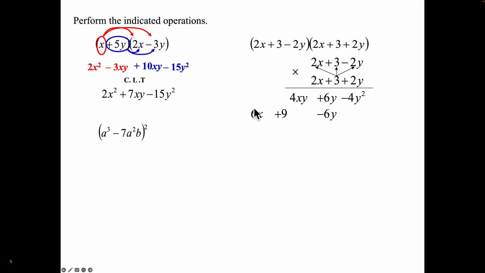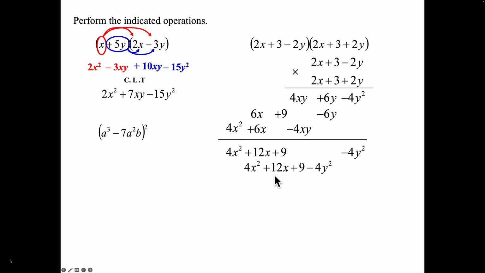3 times 2x, 6x, no column, make a new one. 2x times minus 4y, we have a 4xy, line it up underneath there. 2x times 3, that's going to be a plus 6x, put it there. 2x times 2x is 4x squared. Line them all up, start adding them. 4x squared, we got plus 12x plus 9. Opposites cancel, minus 4y squared. That's my final answer.